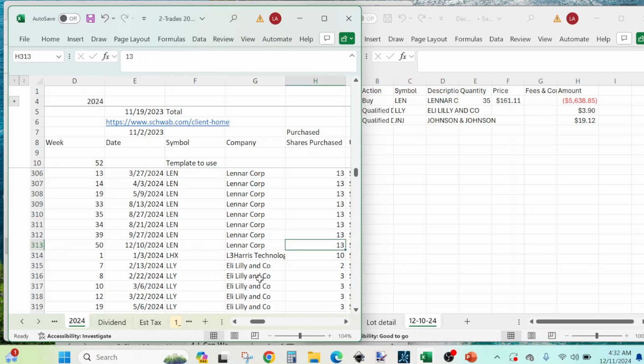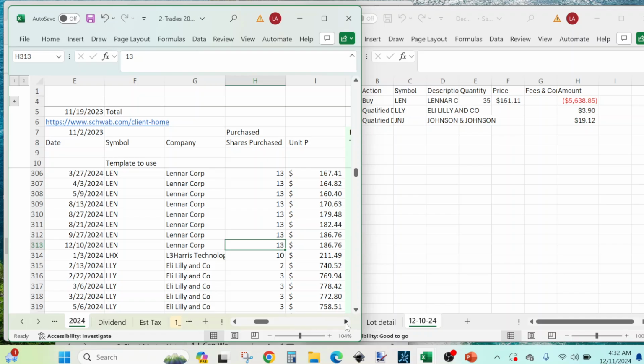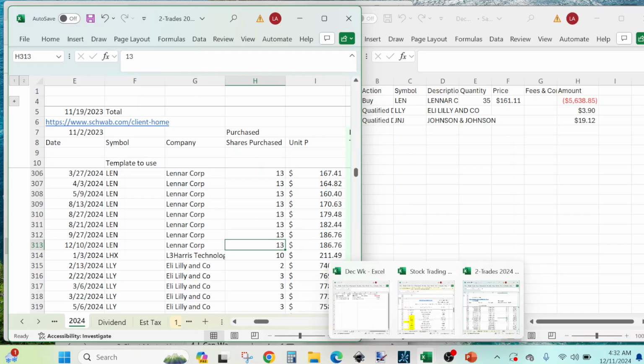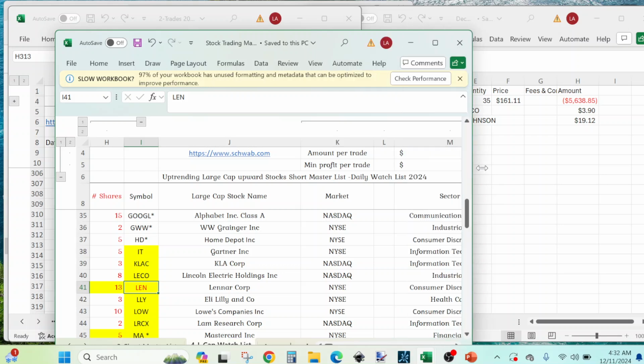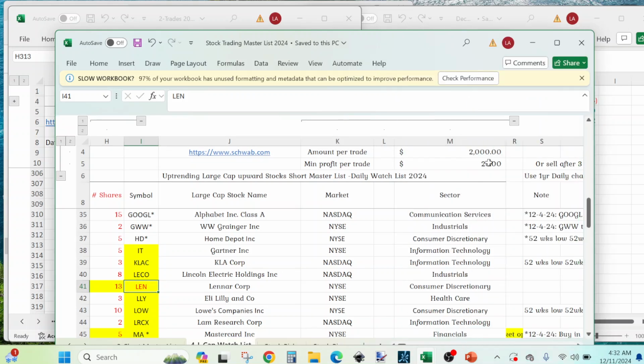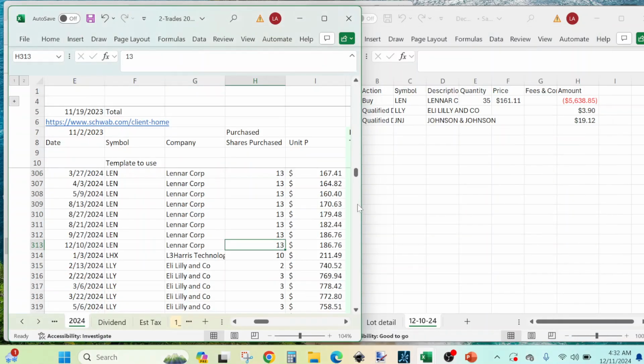And as you can see, we have been purchasing 13 shares for most of 2024 when we are trading using our short trend line trading strategy. Allocating $2,000 and targeting a $25 minimum profit target, to reach it quickly, sell it, and repeat the process.